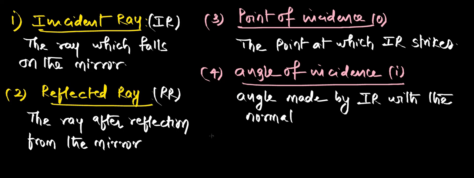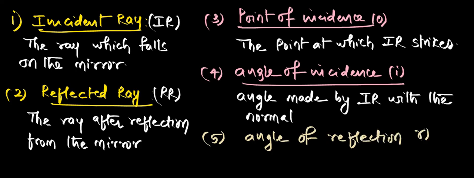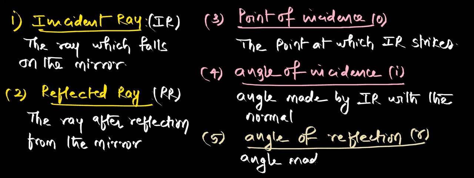Now the fifth one, angle of reflection. What is angle of reflection? The angle made by the reflected ray RR with the normal. Any doubt in these definitions?